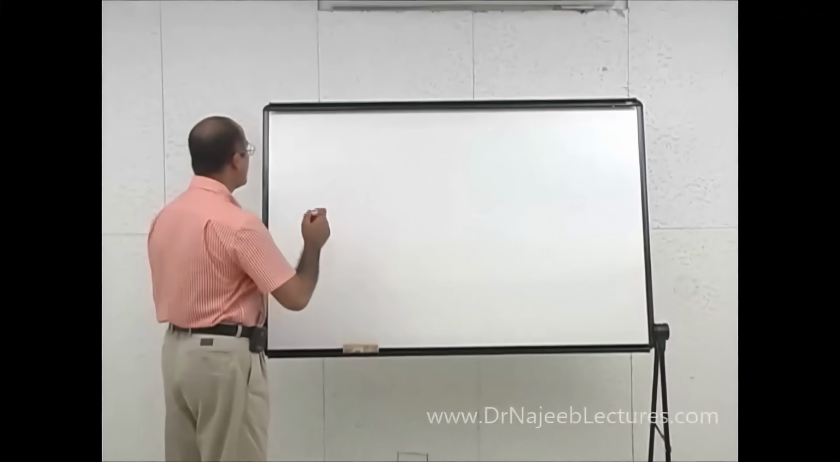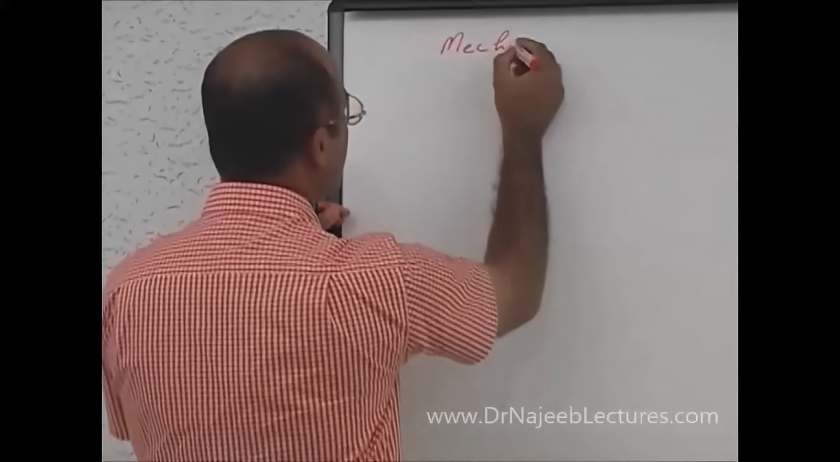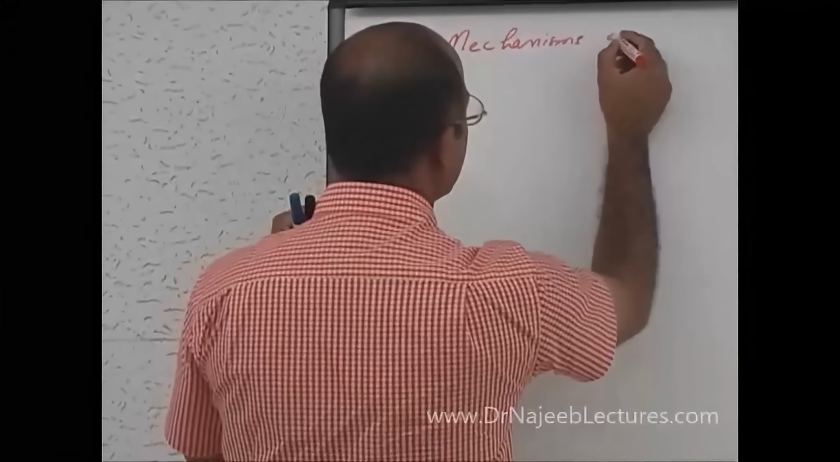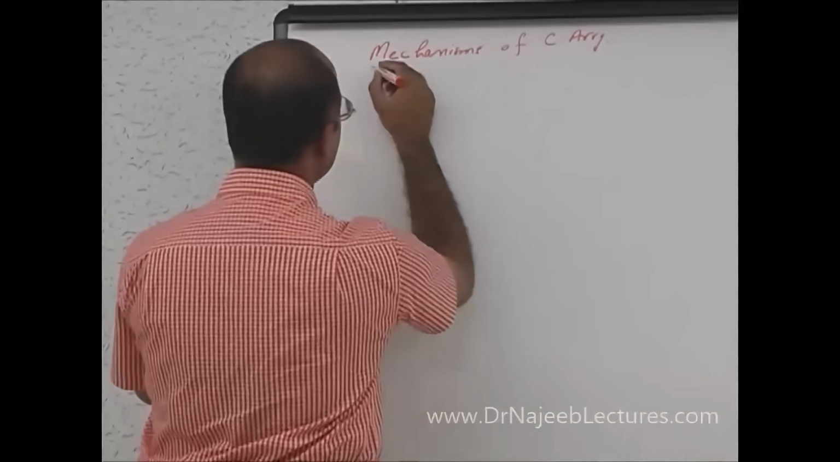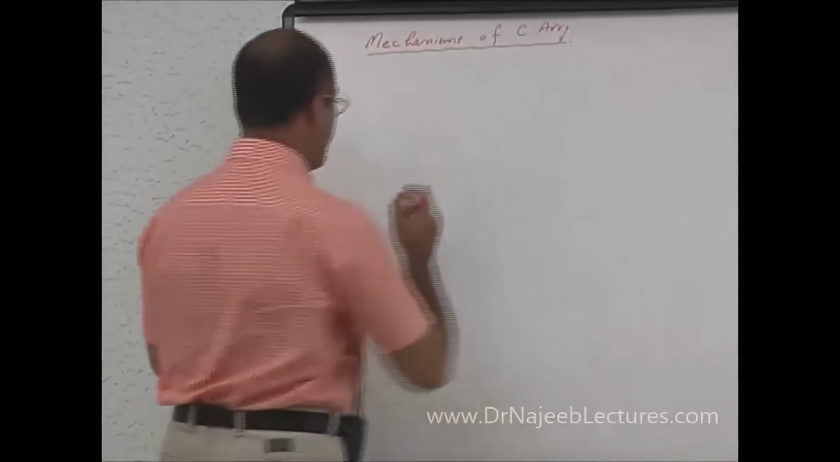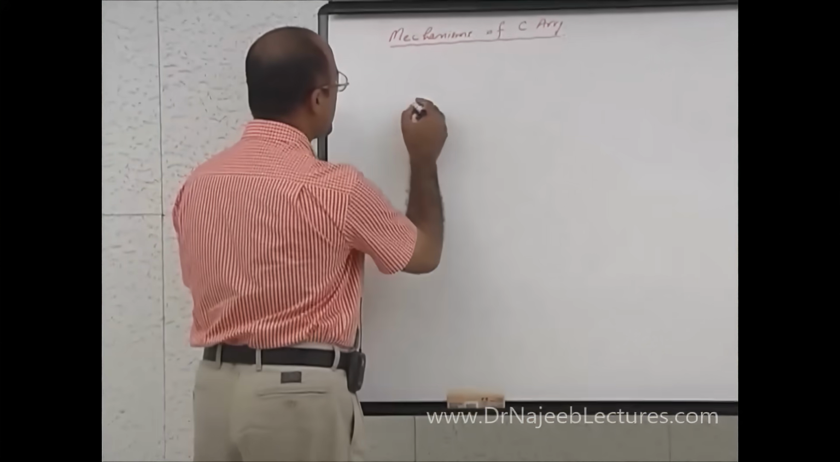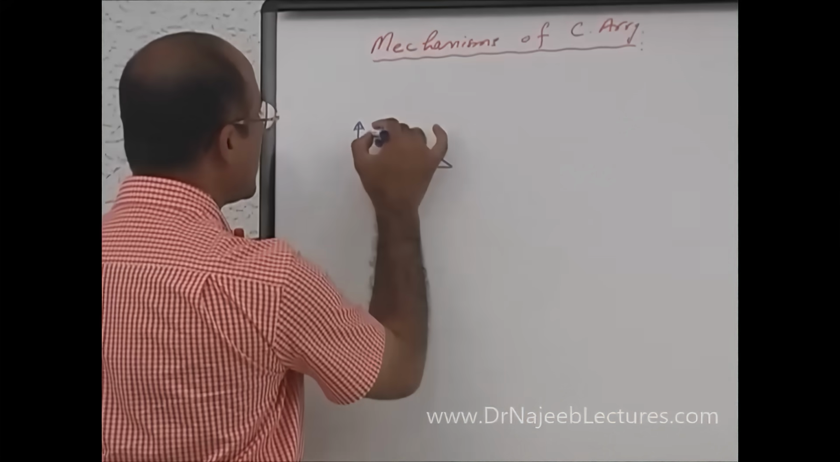Now, we will be talking about the mechanisms of cardiac arrhythmias. Basically, primarily there are three mechanisms. Number one, there may be increased automaticity.